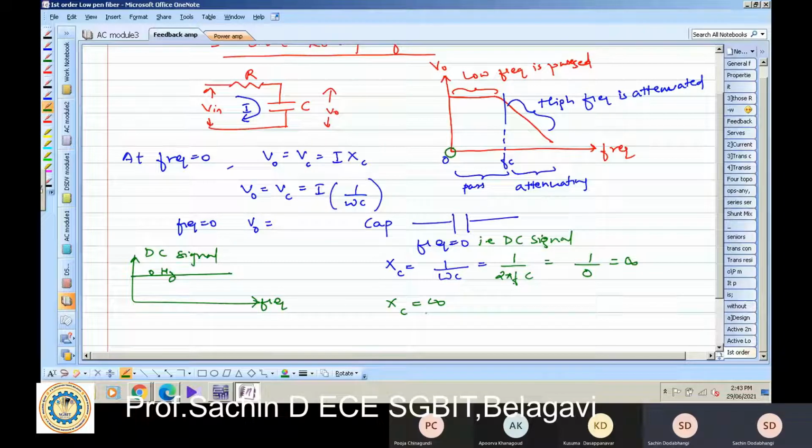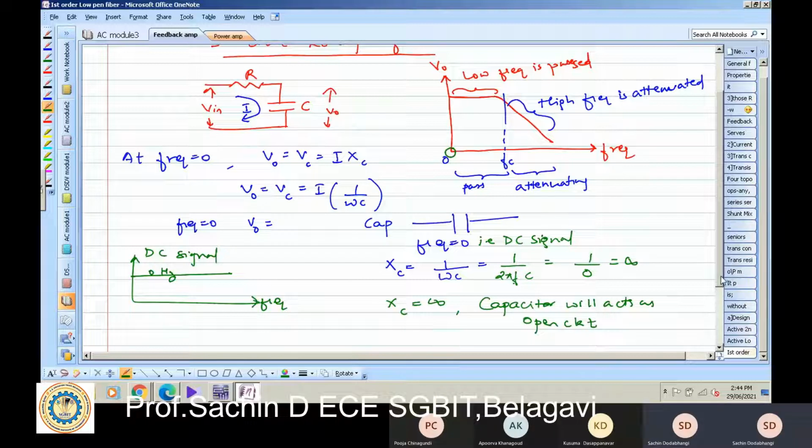Xc equals infinity means it has infinite capacitive reactance. Infinite capacitive reactance means the capacitor will act as an open circuit. The capacitor will act as an open circuit.